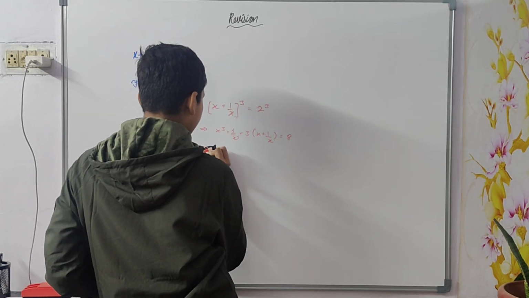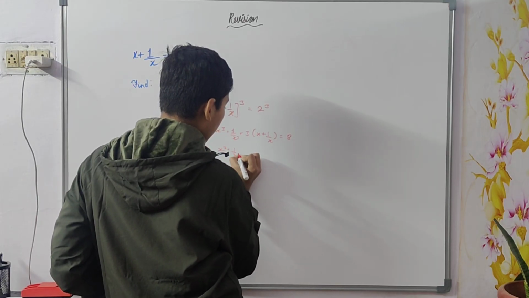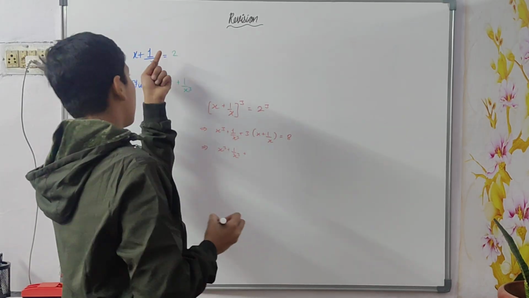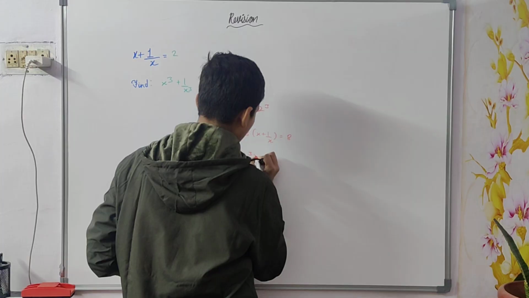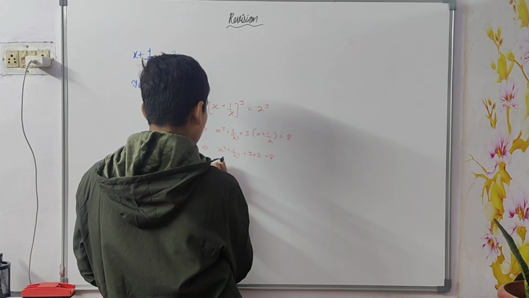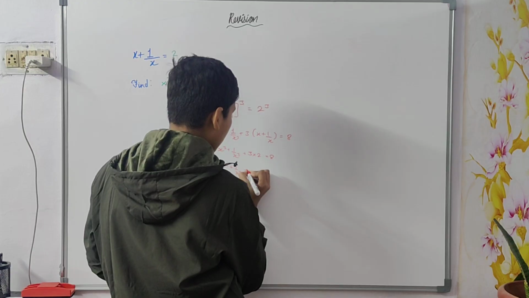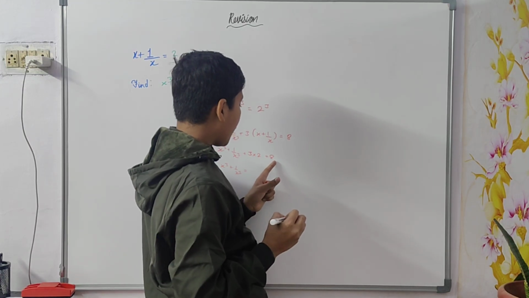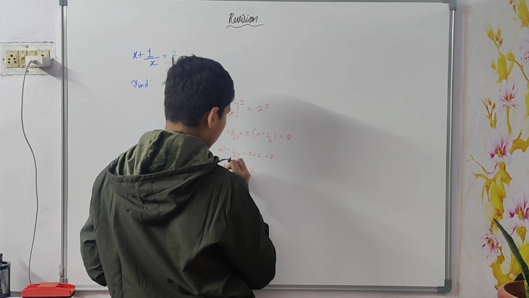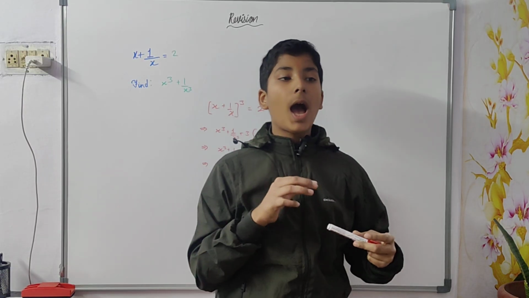Okay. x cube plus 1 by x cube plus 3 times x plus 1 by x, which has been given as 2. So 3 into 2, equal to 8. x cube plus 1 by x cube will be equal to 8 minus 3 into 2. 3 into 2 is 6. So 8 minus 6, it will be 2. So 2 has become our answer.